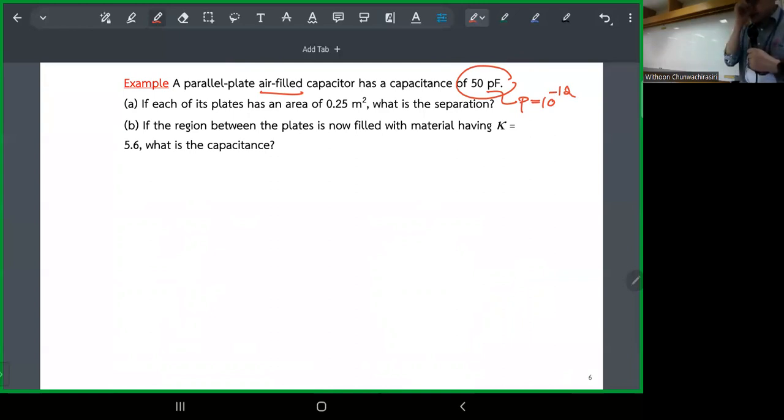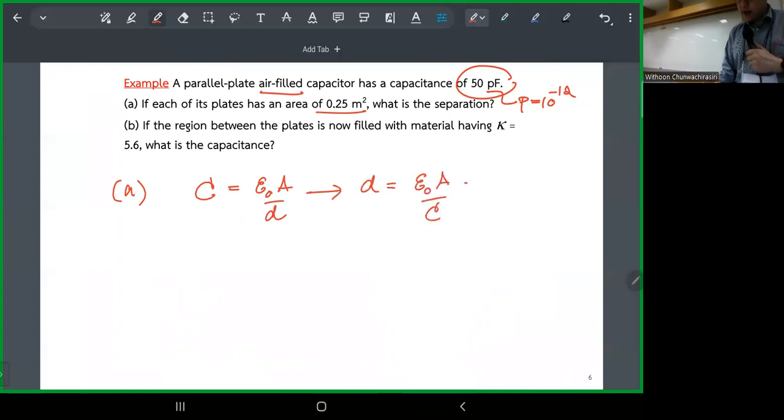So part A, if each of its plates has an area of 0.25 square meter, what is the separation? So part A is easy, it's plug and play. So C is epsilon naught A over D. So that means D is just epsilon naught A over C. And you just plug in the value, you're done. All right, part A is nothing, it's no big deal, that's fine. But what about part B?